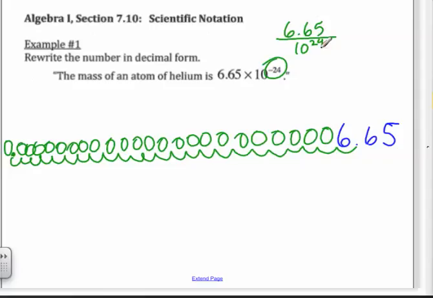I'm sorry, multiplying it by 10? 10 to the negative 24th. Do you agree that this is 6.65 times 1 over 10 to the 24th? Right? And then if I multiply that, I get 6.65 over 10 to the 24th, right? But you want to get rid of the decimal? So if I move this 2 places, right? Well, I'm getting rid of the decimal.